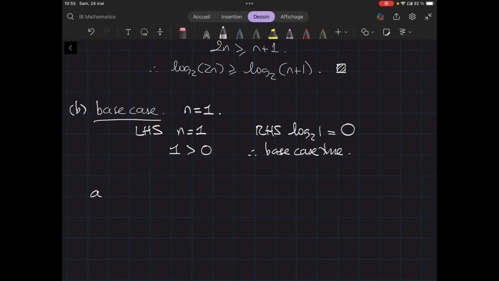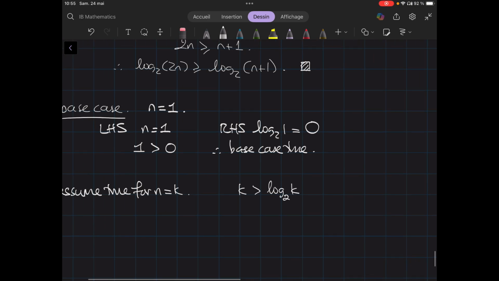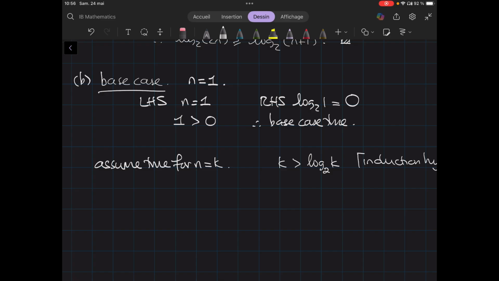We'll now assume that it is true for n equals k. In other words, we're assuming that k is greater than log base 2 of k. This is also called the induction hypothesis. And we are now considering the case n equals k plus 1.